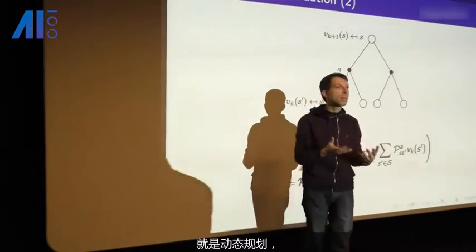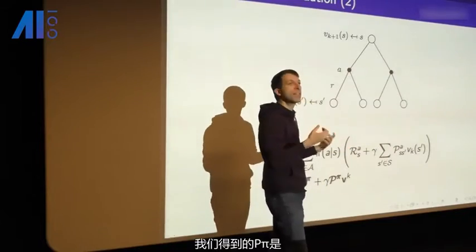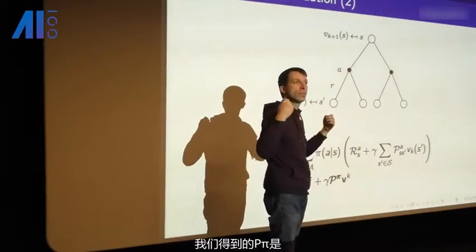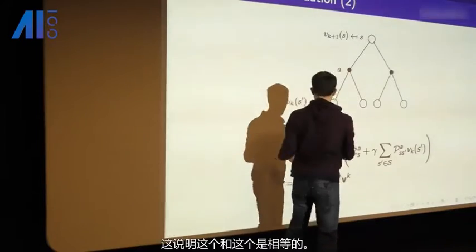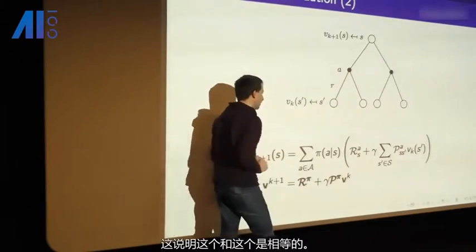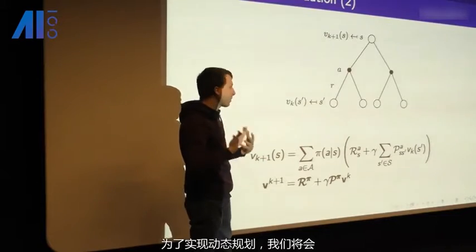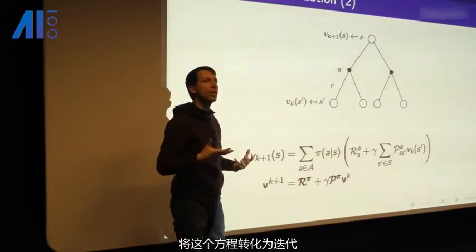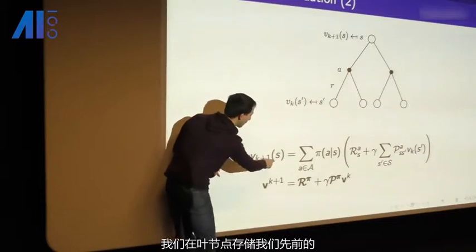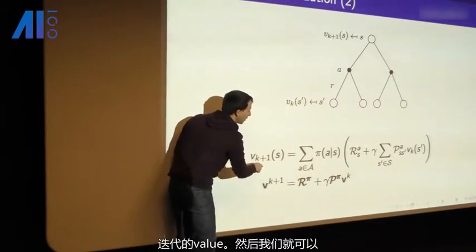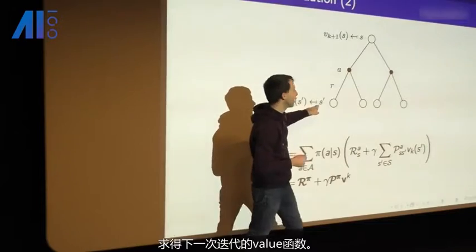So all we're going to do with dynamic programming is take this equality. The Bellman equation told us this thing must be true for the true value function v pi, so this must be equal to this. Now, for dynamic programming, we're going to turn this equation into an iterative update. In other words, we're going to define the value function at the next iteration by plugging in the previous iteration's values at the leaves.